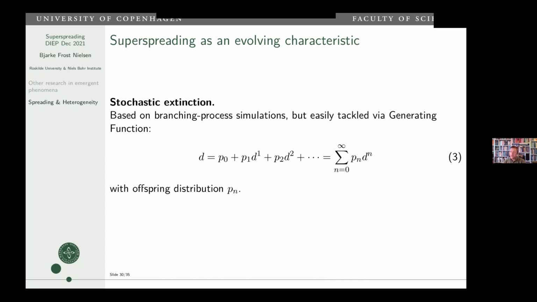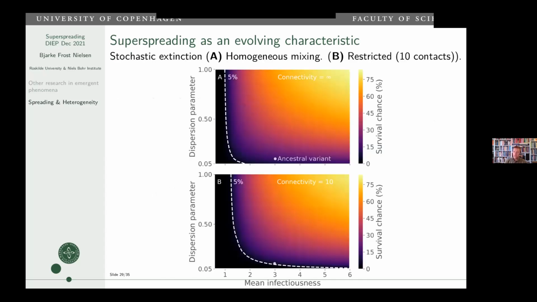So really the equation you're solving is just that D equals G of D, the generating function evaluated at D. You can solve that for D. That's the extinction risk. And that actually gives you these plots.